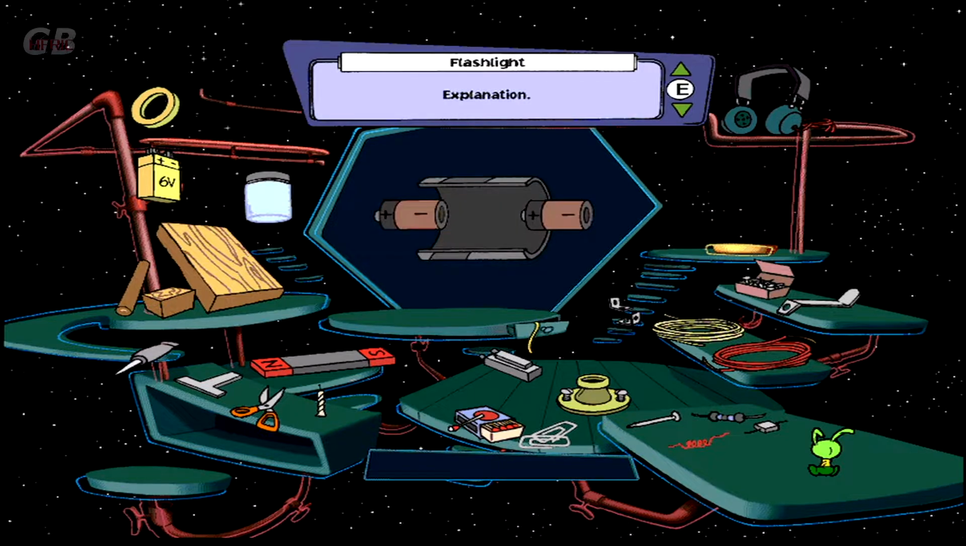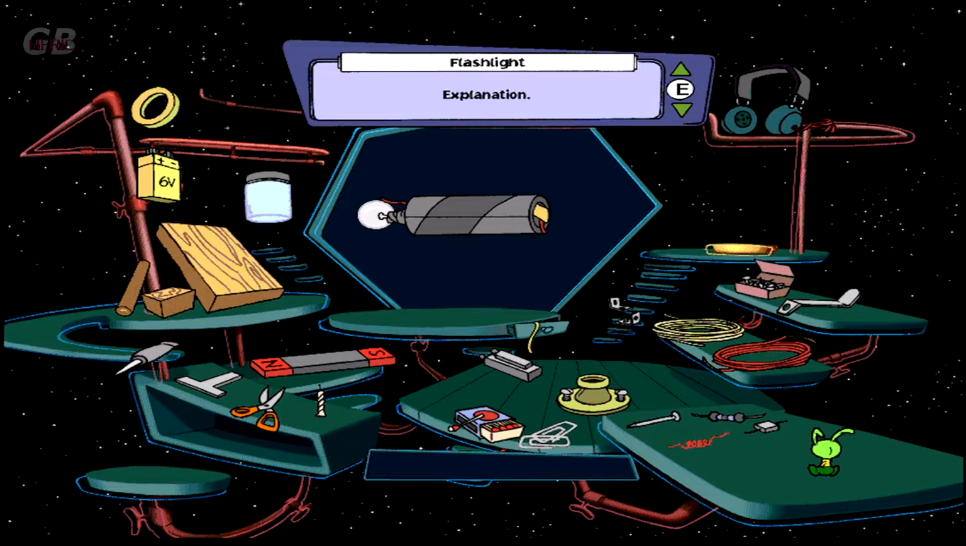Batteries contain the potential to convert chemical energy into electrical energy. To do this, a metal wire needs to be attached from the negative post to the positive post. Once this connection is made, electrons flow from the negative post to the positive post. The light bulb, however, provides resistance to the flow of electrons. This resistance causes the filament inside the light bulb to heat up and glow.